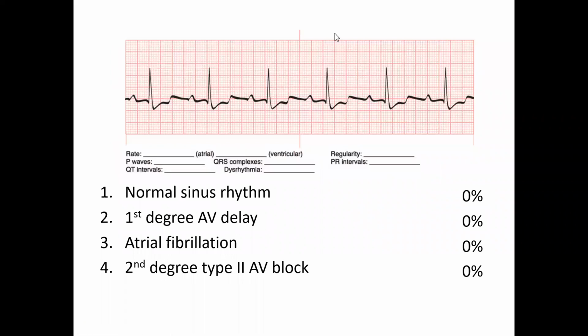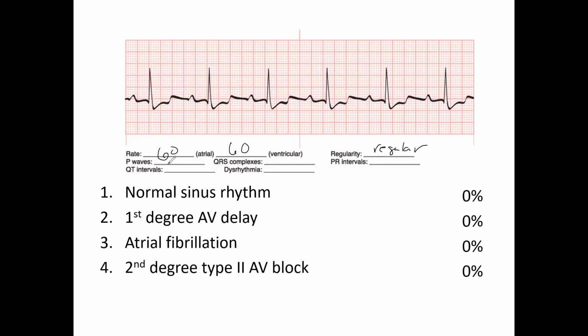Now we'll look at this one. Ask, does your patient have a pulse? Yes, your patient's got a pulse. So let's look at everything else. Our atrial rate, let's look at the P waves: 1, 2, 3, 4, 5, 6. Atrial rate is 60. Our ventricular rate, 2, 4, 6, is 60. Regularity, we are regular.